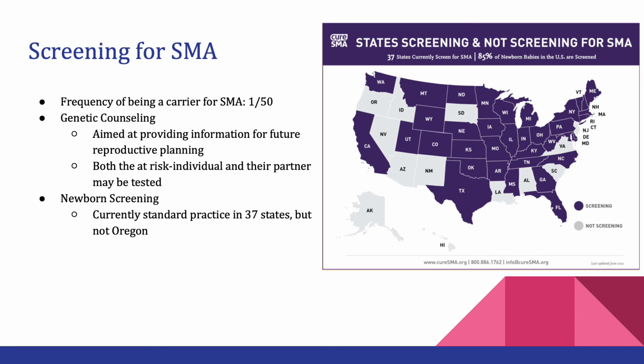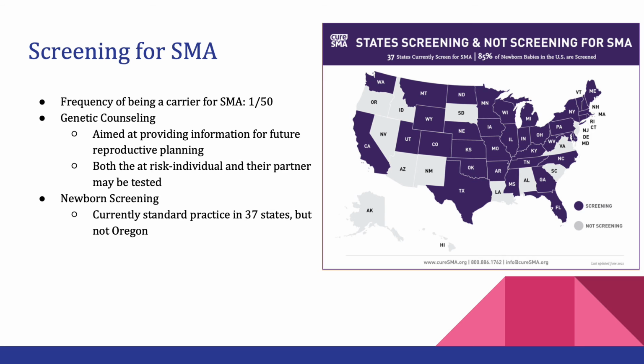Individuals with SMA and their partners may also use genetic testing for reproductive planning, as any potential children of a patient with SMA will, at the very least, be carriers of the SMN1 gene defect.